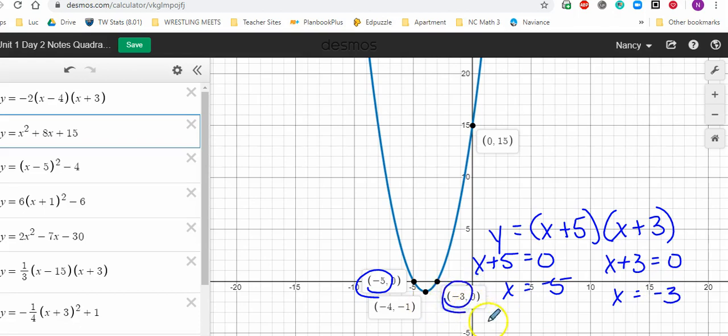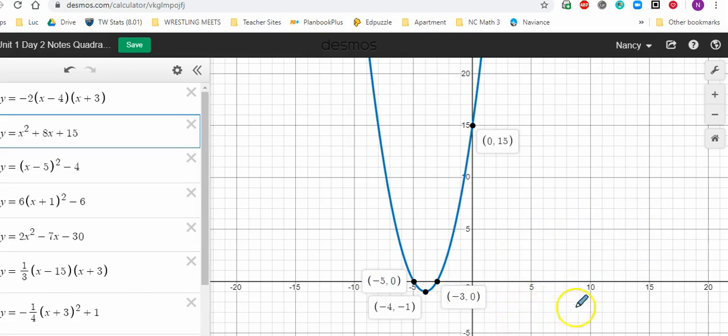I don't want to get too much into that because we're going to talk about that when we get to going between the forms, but I just wanted to show you that real briefly.